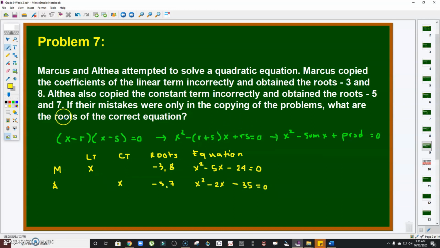Now, this is very important. If their mistakes were only copying of the problem, so meaning, tama to, tama yan. So, clear? So, what are the roots of the correct equation? Meaning to say, tama yung constant term ni Marcus, tama yung linear term ni Althea. So, therefore, we're going to retain this. Tama to, and then tama din to. Therefore, the correct equation is x squared minus 2x minus 24 equals 0.